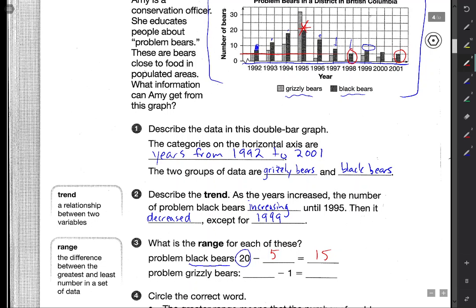Now let's do the same thing for the grizzly bears. This time they gave us the smallest number, which is 1, which I guess would be way down here at 1. But now they want the biggest number. So let's look. The biggest number is clearly up here. And I would say that is approximately 32. So let's do 32 minus 1 is 31. So 31 is the range for the grizzly bears.